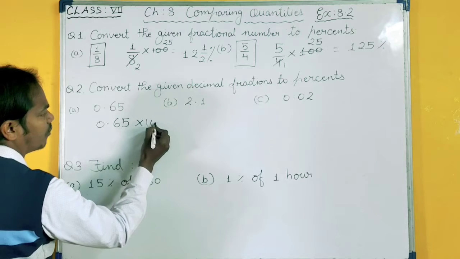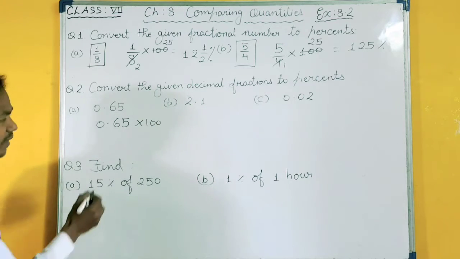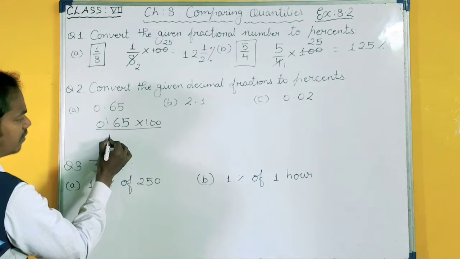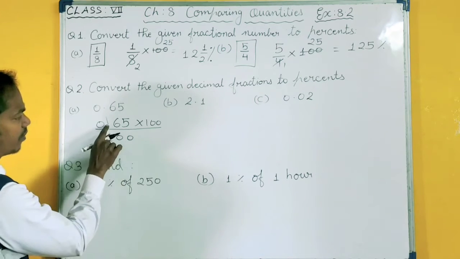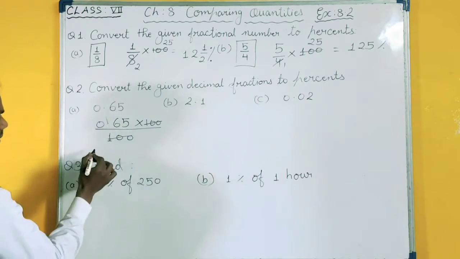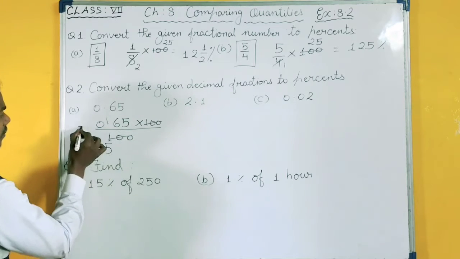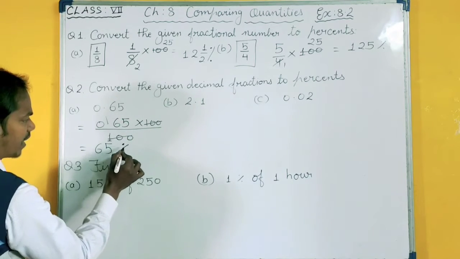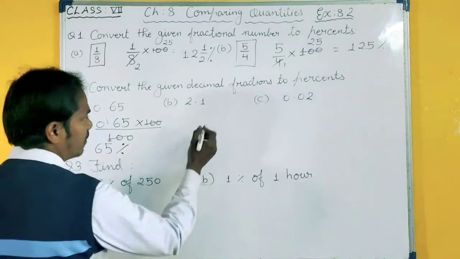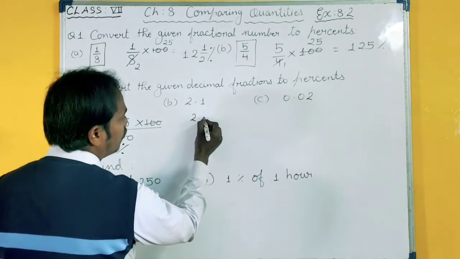0.65 to convert into percentage, I will multiply it by 100. Remove this decimal. So you will get 100 in the denominator because after the decimal 2 values are there. 100 to 100 cut. What is remaining? 65. First step, and in the second step you will get your answer. 65% is your answer.